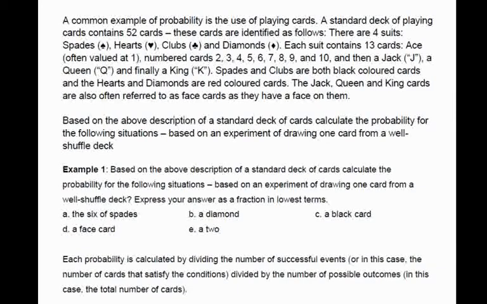Those cards are the ace, and then we have the numbered cards 2, 3, 4, 5, 6, 7, 8, 9, and 10. Then there's the jack, the queen, and the king. Those are called the face cards, and that constitutes the entire suit of cards. The spades and the clubs are the black cards, and the hearts and the diamonds are the red cards. So that is what the deck of cards looks like.